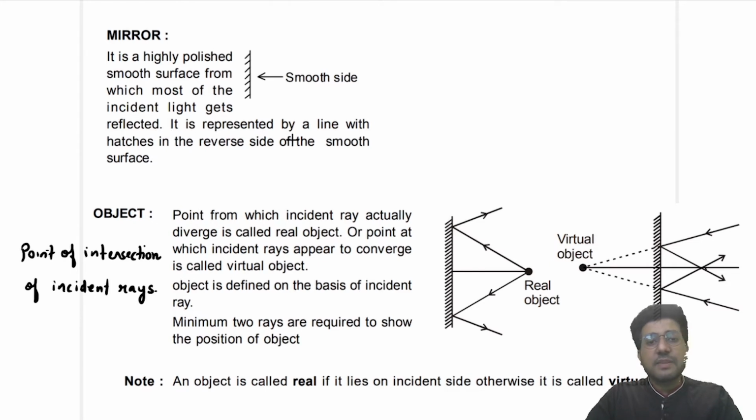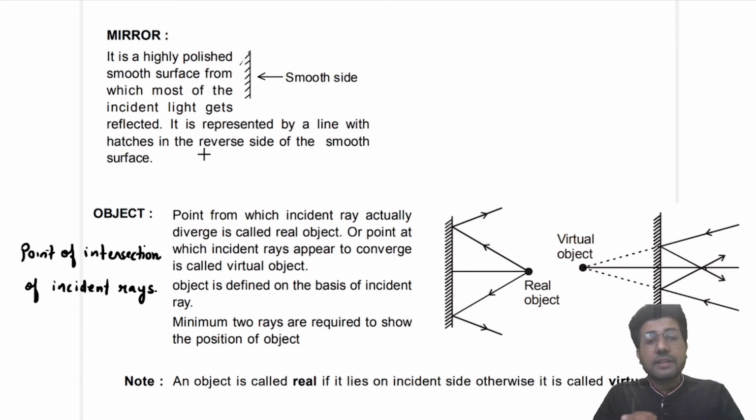It is represented by a line with hatches on the reverse side of the smooth surface. So this is the smooth side, this is the silvered side. Okay, the silvered side is represented by these hatches, or these lines, right? And a mirror is basically a highly polished smooth surface from where almost all light gets reflected, right?